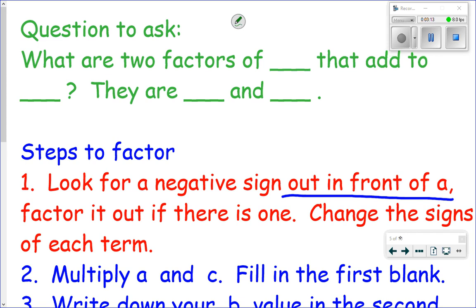So this first question is very important. That's going to be at the top of your notes, the top of your homework, until you really get the hang of it, and then you can just write the blanks where you don't have to write all the words. So write the first question down and then write these steps. Go ahead and pause the video.